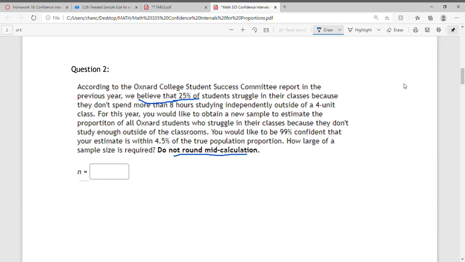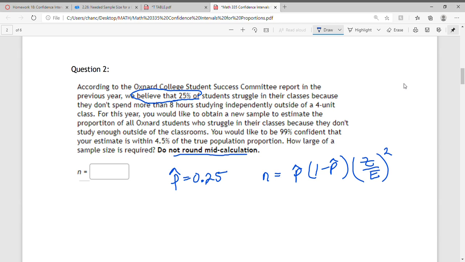In this question, we are given a p hat. P hat is 0.25. That's our prior estimate. Now we are going to use the formula. N equals p hat times quantity 1 minus p hat times the quantity z over e quantity squared. Now p hat is given, that's great. Now we need to find z. To find z, we'll use our t-table and use our 99% level of confidence.